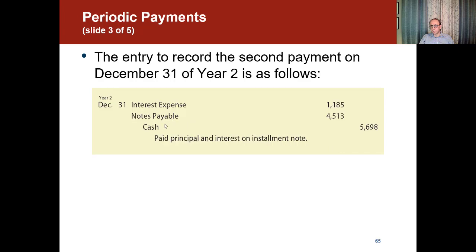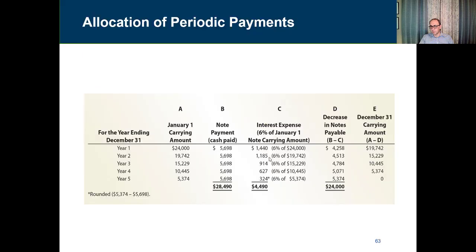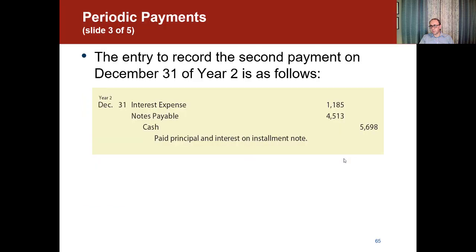For year 2, same concept. We're going to credit cash for the exact same amount, $5,698. The amount of interest expense is slightly lower. It's $1,185, and I'll go back to the table. You can see that it's $1,185. And the amount of reduction in the note based on the payment of the principal, it's $4,513, and you can see that here it's $4,513.